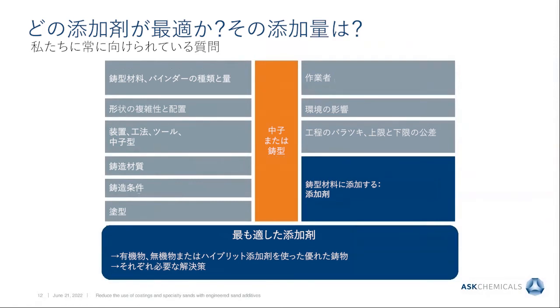You certainly would like to ask me which is the best additive and at what amount. This question is not easy to address because you have many variables which you have to consider. There's the molding material, the binder type, binder amount, complexity of the casting, the machines, the alloy, the casting conditions, the type of coating, people involved, and you have environmental influences and demands, and so on and so on. In general, we can say with all of these three additive types you can produce good castings, but it's mostly an individual solution which you need.